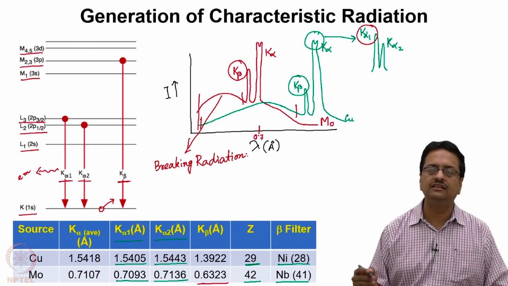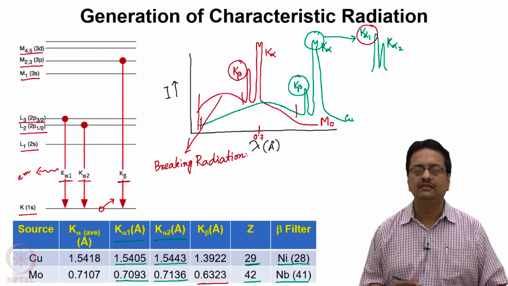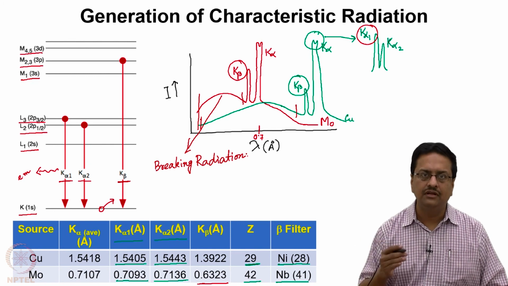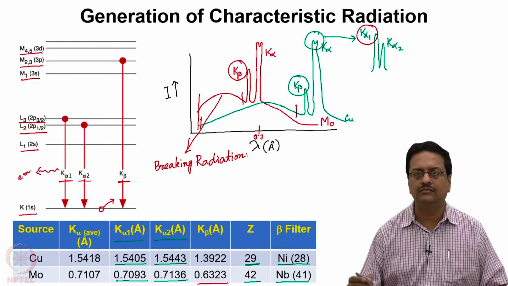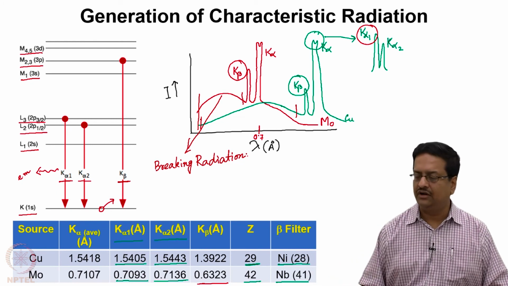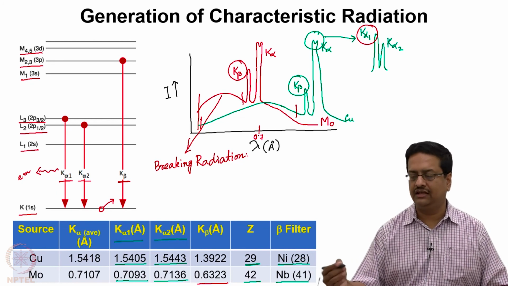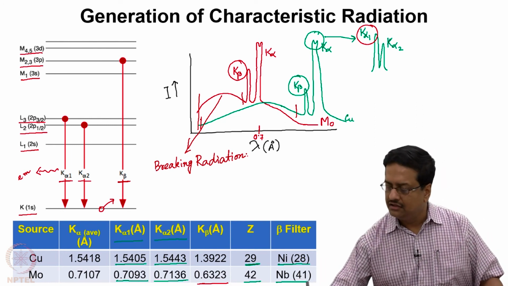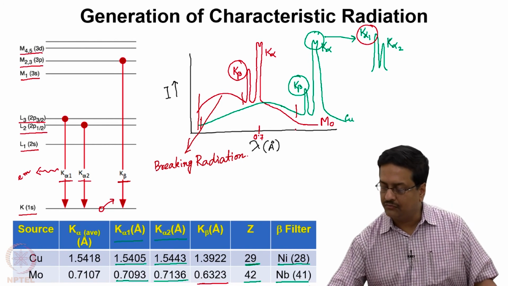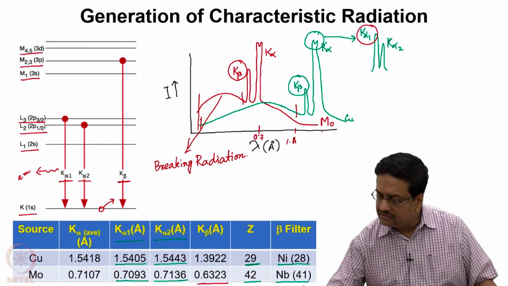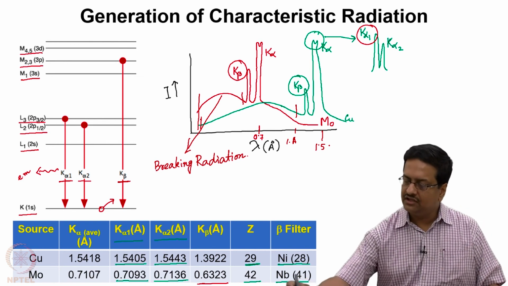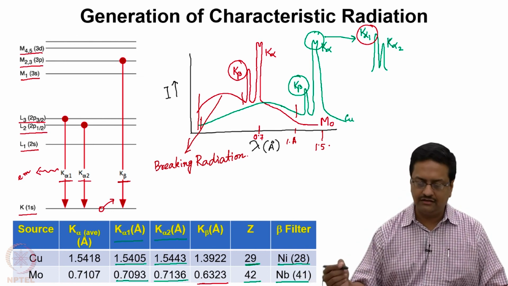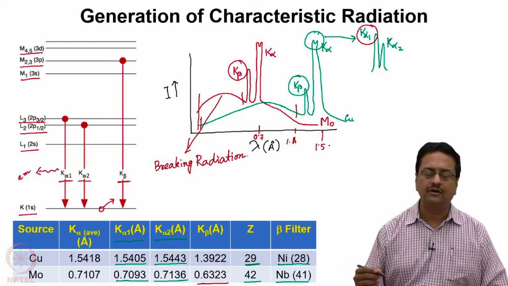Which means the decelerating electrons are emitting electromagnetic radiation of a wide range of wavelengths, starting from about 0.1 angstrom to about 0.6, 0.62 angstrom in case of molybdenum, and for copper it goes even beyond that, up to about 1 angstrom, and for copper the peak appears at about 1.5 angstrom. So this is how the X-rays are generated and characteristic radiations are obtained from a given X-ray tube.